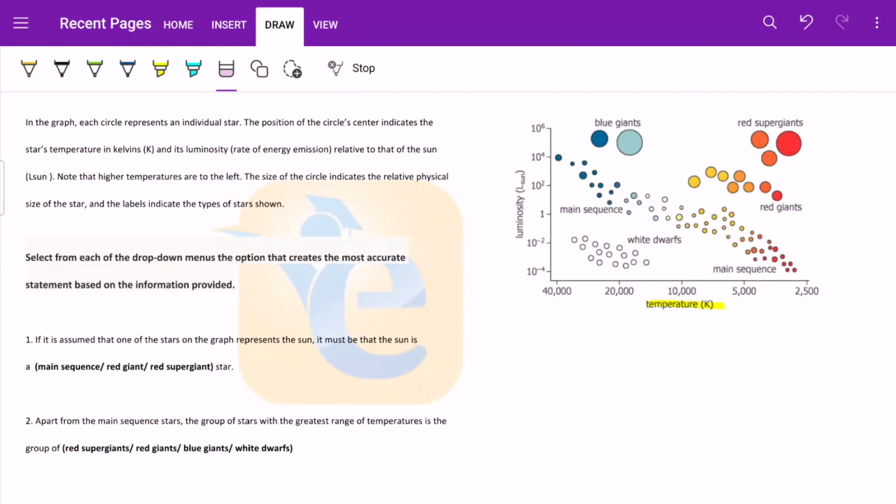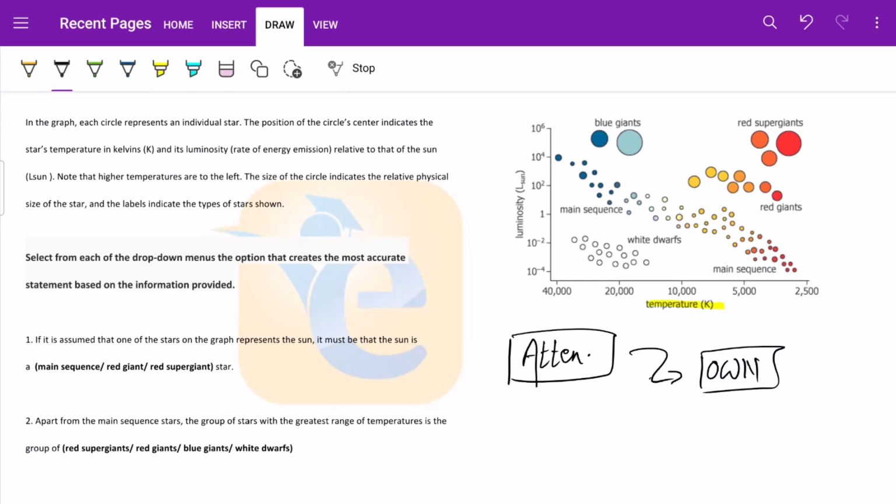Hello and welcome back to yet another graphical interpretation question. This question is actually testing how attentive you are, right? And this comes back to our principle of owning the data set. So with this in mind, let us begin our journey.